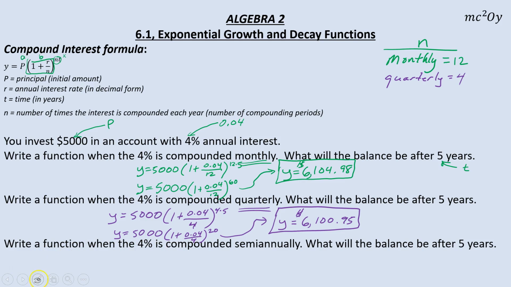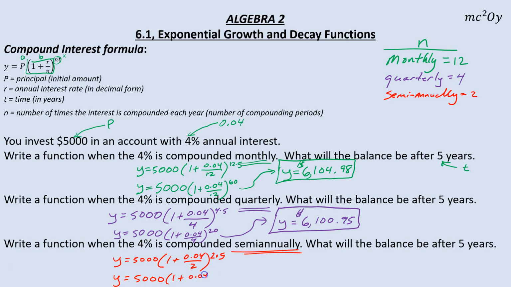Okay, write a function when it's compounded semi-annually. Well, semi-annually means twice. So we have y equals 5,000 times 1 plus 0.04 over 2 to the 2 times 5. So a bigger chunk per year, but fewer times, 10 times total, which means we will once again make less money. However, we're still making money. It's $6,094.97.